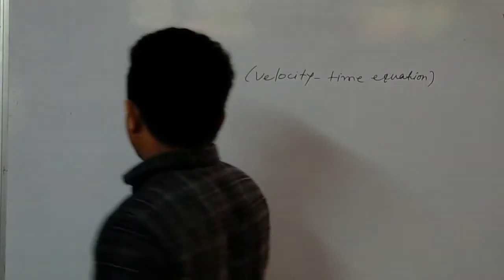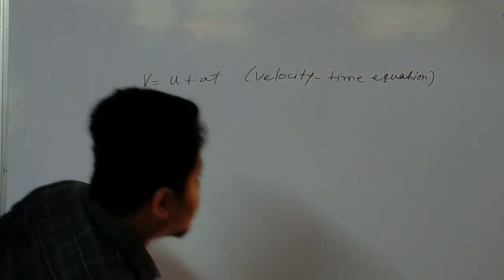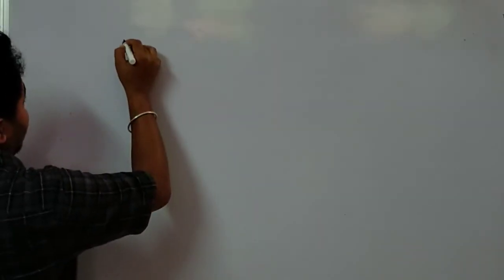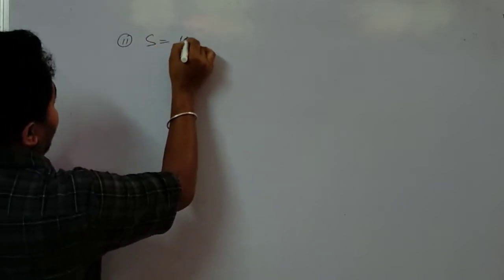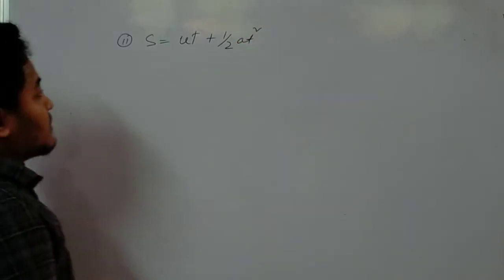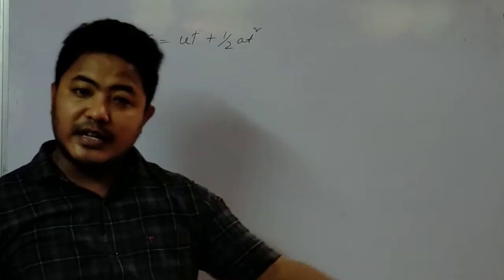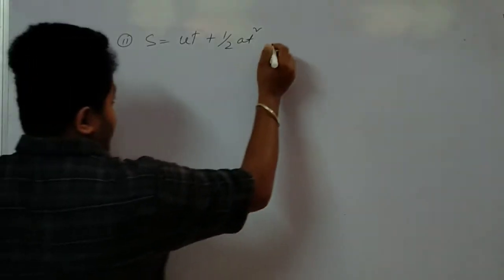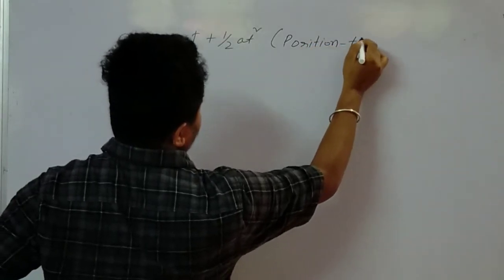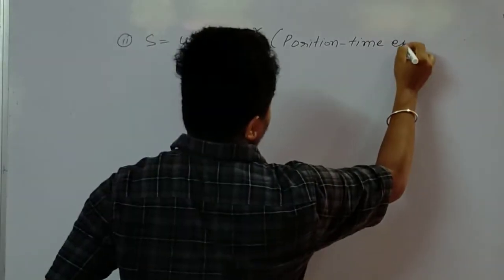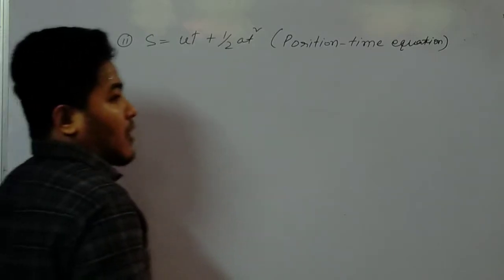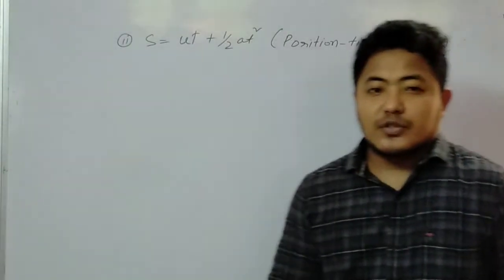Today we are going to prove the second equation, that is s is equal to ut plus half at square. Kindly write down the second equation: s is equal to ut plus half at square. This equation also has another name. It is known as the position time equation. Remember, this is the position time equation.